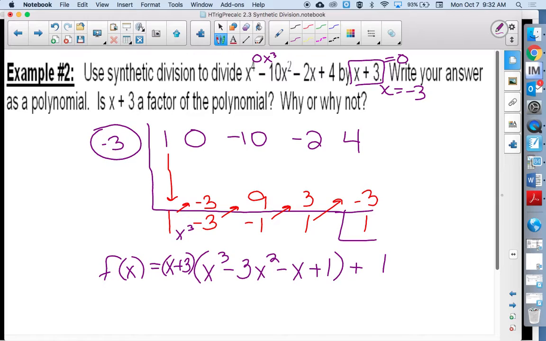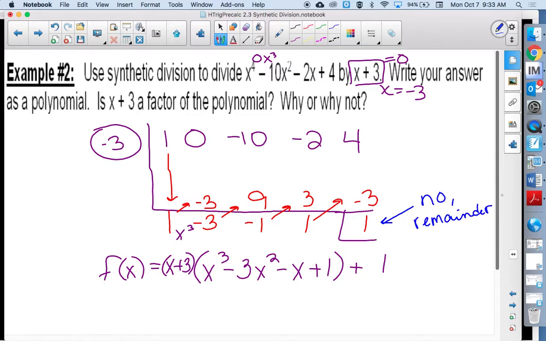If I multiplied this out and then added the extra 1, I should be able to get back to the original problem. Is x plus 3 a factor of the original polynomial, Dylan? Why not? Because there's a remainder. Right. So no, it's not a factor because there's a remainder.